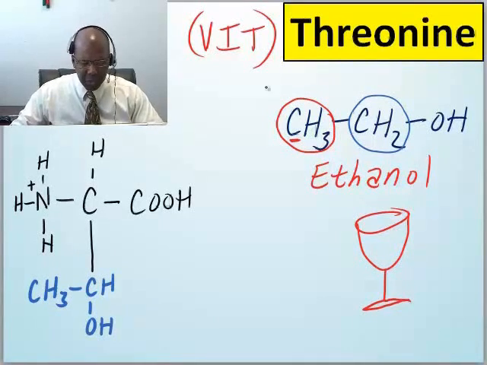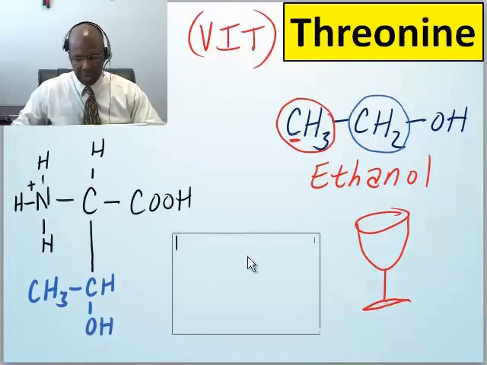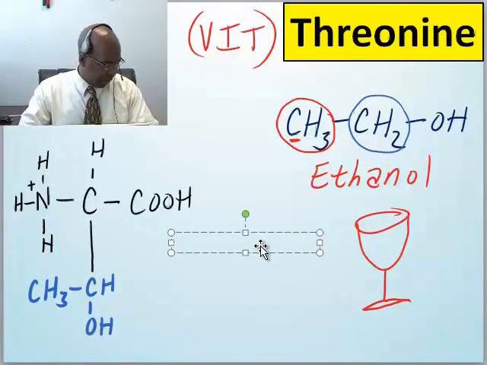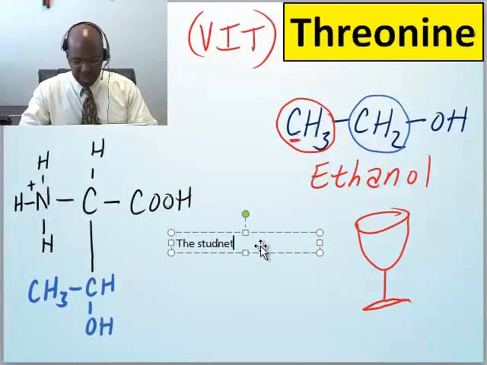So we need to make an association now between threonine and ethanol. This one was tougher. This is a tough one for me. So I've come up with an association, but it's like a double association. So it's a little more difficult. So I came up with this. The student drank 3 beers.